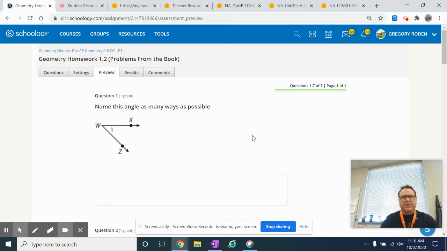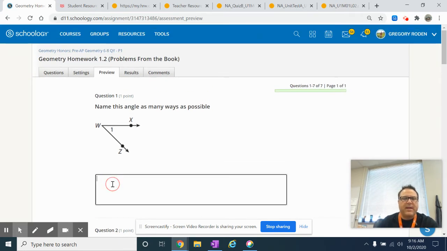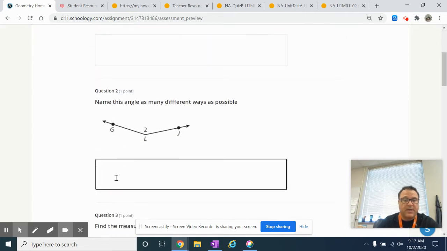It's very simple. These are essay questions, so there's no true or false or anything like that. What I need you to do is just put your final answer in the box in each one of these. These are the problems you saw from your book. If you did them all in your book, you're already almost done. All I need you to do is transfer your final answers into the essay question box.